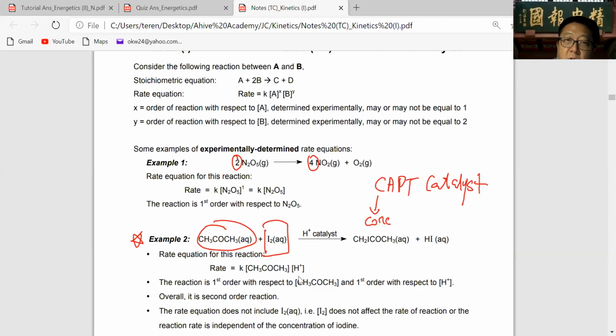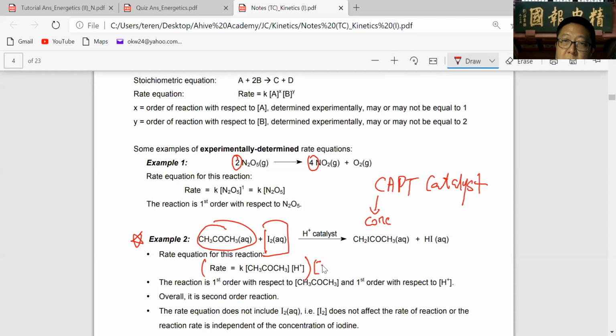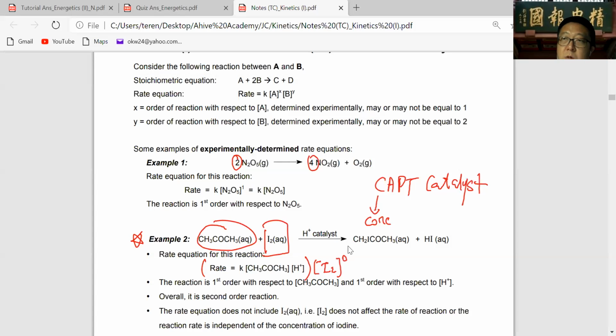If it's zero order, can you see here in this rate equation, I cannot find iodine. Iodine is zero order. You can actually write down, if you want, iodine, the power of 0, is zero order. So anything that is zero order with respect to rate has no impact on the rate at all. Do you understand what I'm talking about?